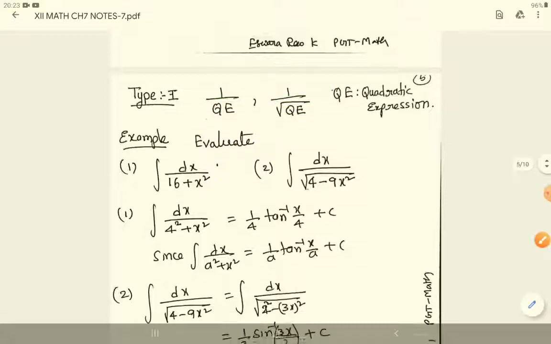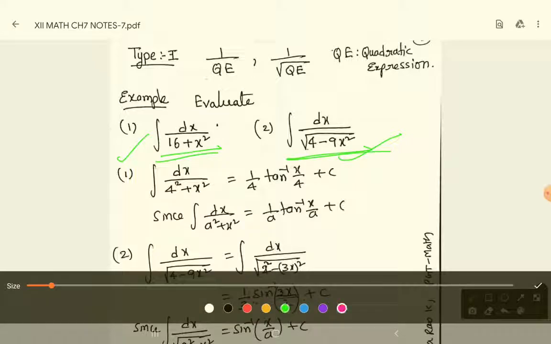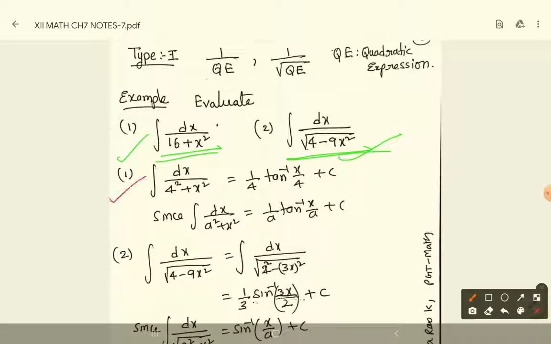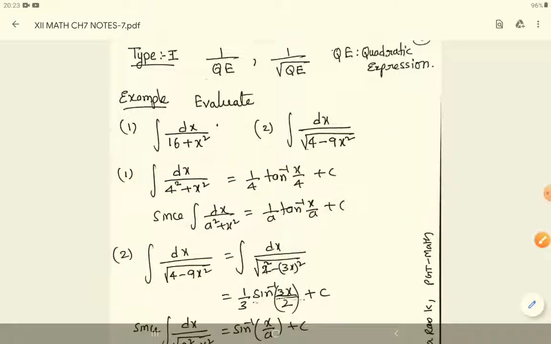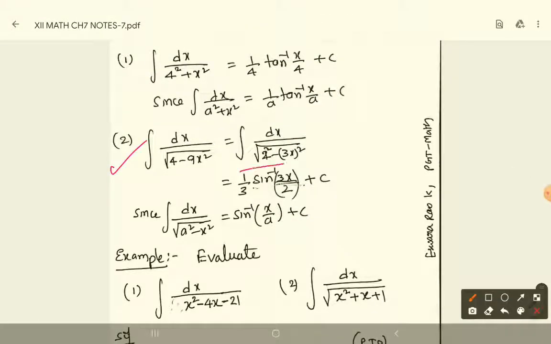So evaluate dx by 16 plus x square, dx by 4 minus 9x square. How am I evaluating? Look at this one. dx by 16 plus x square can be written as 4 square plus x square. It is 1 by 4 tan inverse x by 4. It is the first formula which I used, since the integral of dx by a square plus x square is equal to 1 by a tan inverse x by a. Similarly, if you see the second one, 4 minus 9x square can be written as 2 square minus 3x whole square. So it should be the sin inverse x by a formula.